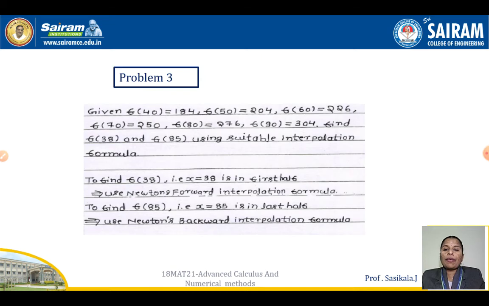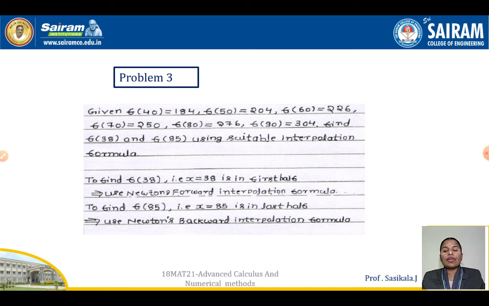Okay, so we'll go with one more problem, in which you can mix both the forward and backward tables. What is given? Given f of 40 is 184, f of 50 is 204, f of 60 is 226, f of 70 is 250, f of 80 is 276, f of 90 is 304. Find f of 38 and f of 85 using a suitable interpolation formula. This question is a little different: instead of giving a set of data in a table, it is given in function format. That means f of x is equal to y, y is equal to f of x. At x equal to 40, the y value is 184, at 50 it is 204, like that.